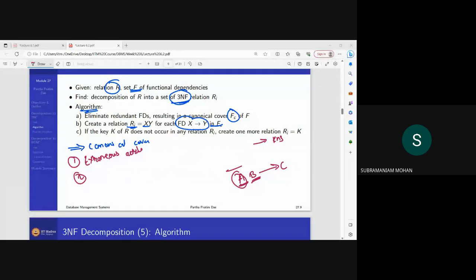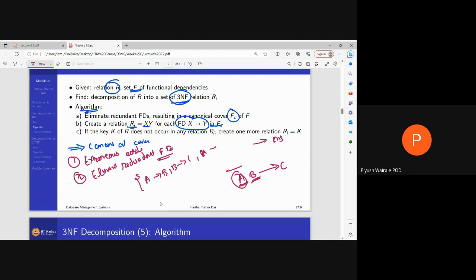Okay. So once you find out the extraneous attribute, the next step is to eliminate redundant functional dependencies. So what are redundant functional dependencies? Just tell me, anyone. Sir, we look at the axioms for the FDs like transitivity, and then remove the redundant ones. Yeah. So suppose A determines B, B determines C, and A determines C is there. So we remove this functional dependency because we are already getting this from transitivity, right?